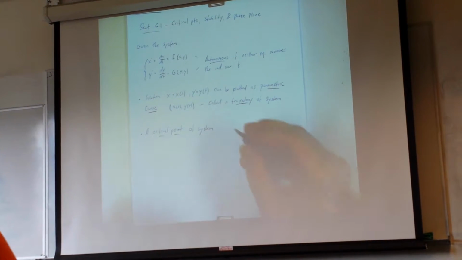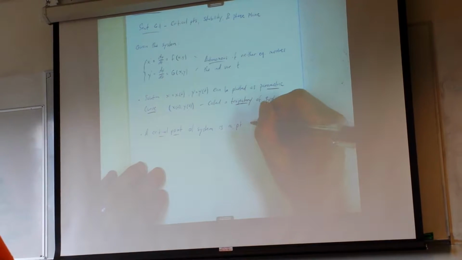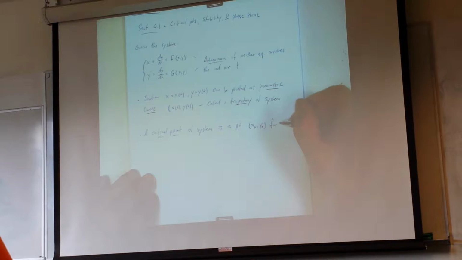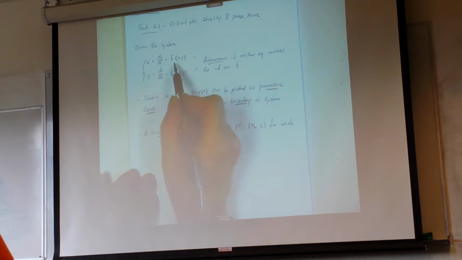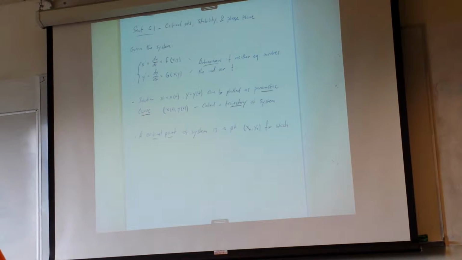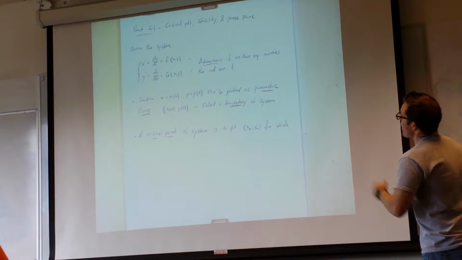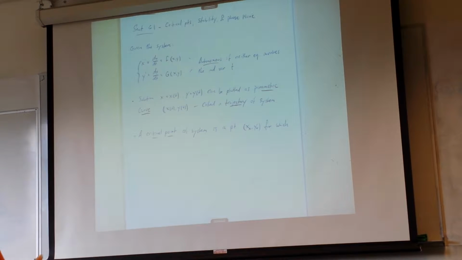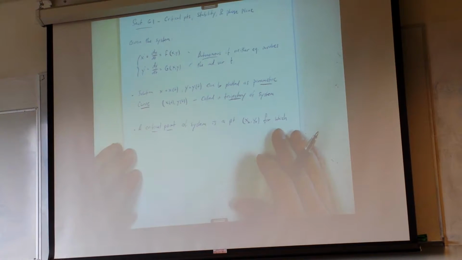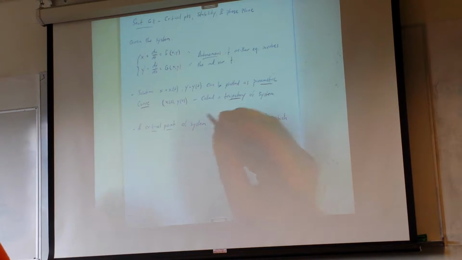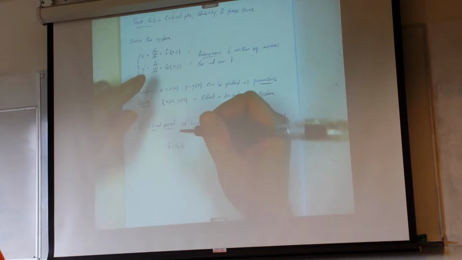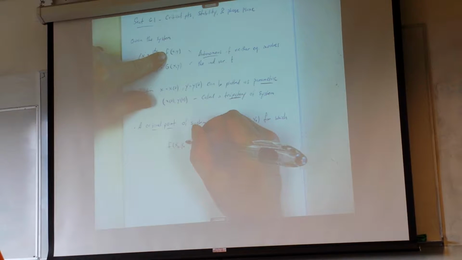So a critical point of the system is a point, and the book refers to it as x star, y star. Is it the origin if x and y are both 0? Well, it depends on what these functions are. Yeah, because it's x prime and y prime, so x prime and y prime are not always x and y. Sometimes the point 0, 0 will be a critical point. So a critical point is a point for which, if I plug in those values, x star and y star, it makes dx/dt equal to 0.